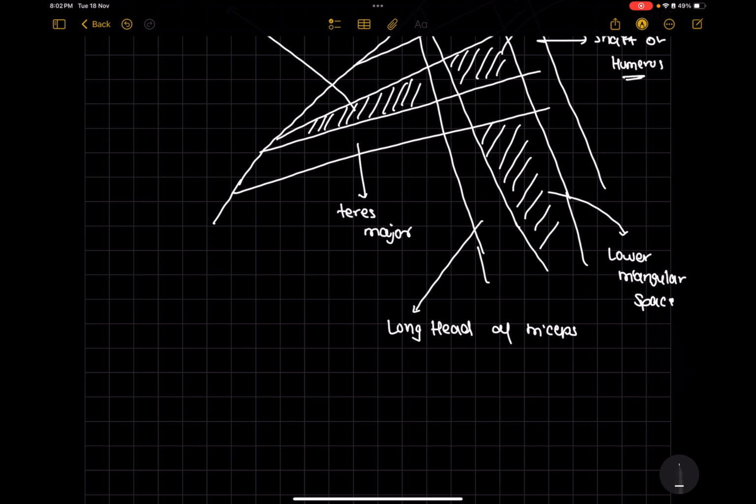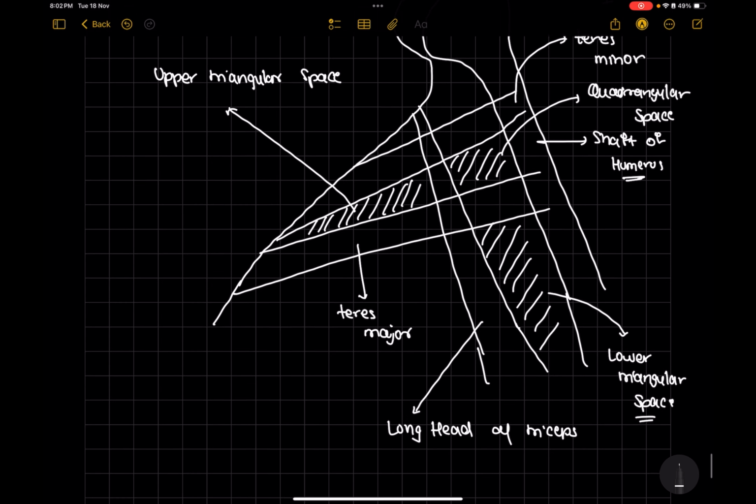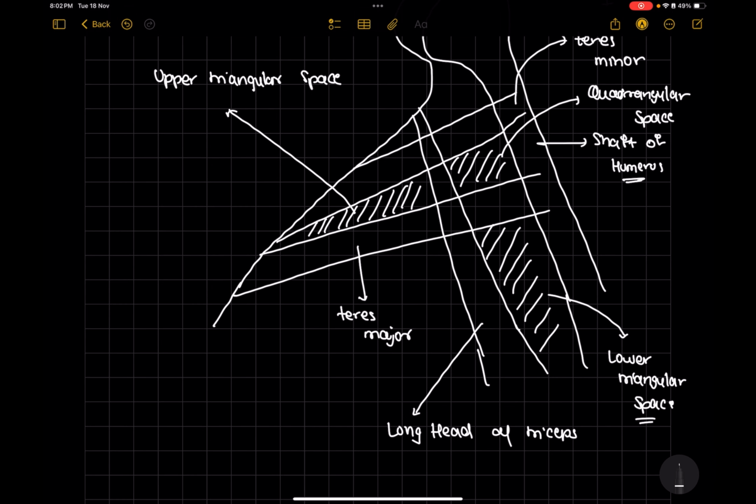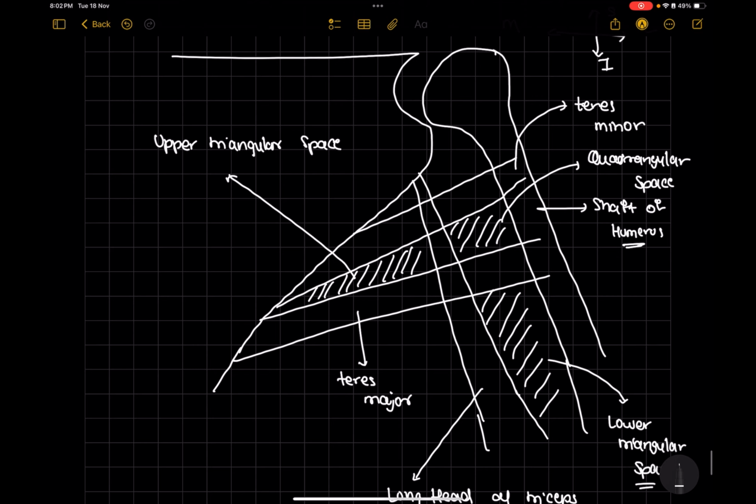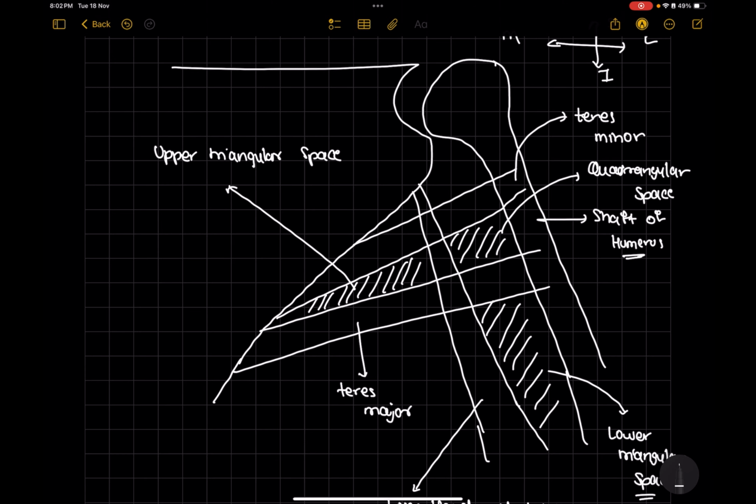Now in anatomy, if you just remember your diagram, then you can easily make out the boundaries. By seeing this diagram, you can easily say that for the upper triangular space, the upper boundary is made up of the teres minor, the lower boundary is made up of the teres major, and the lateral boundary is made up of the long head of triceps brachii. Same for the quadrangular space, the upper boundary is made by the teres minor, lower boundary is made by the teres major, medial boundary is made by the long head of the triceps, and the lateral boundary is made by the shaft of the humerus.